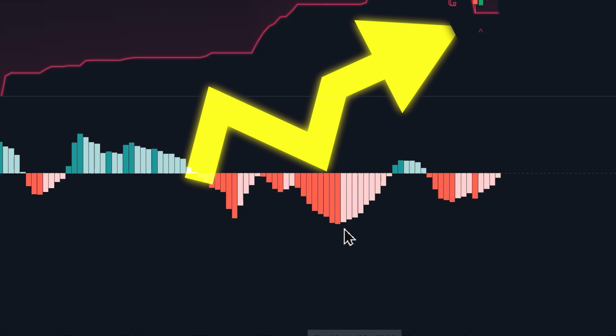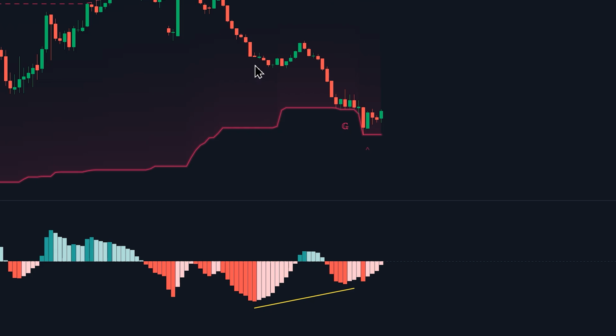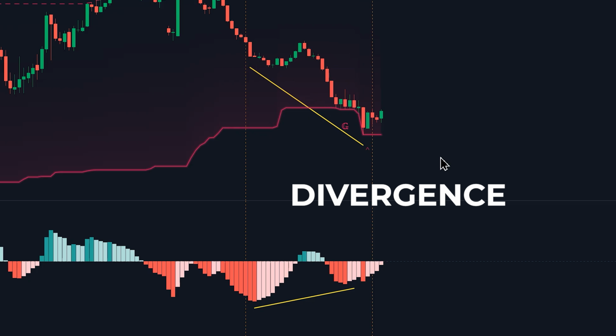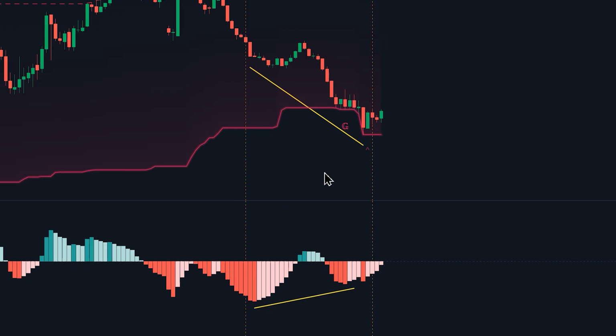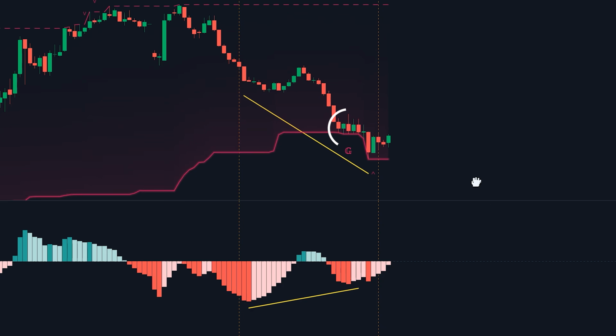Now, on the chart, you want to draw a line from the middle of the first MACD low to the middle of the second MACD low and compare this to the price. If the price creates lower lows while the MACD shows higher lows, this indicates a divergence. Now, within the divergence, you want to look for a G label signaling a potential market bottom and further increasing the odds of an upward move.